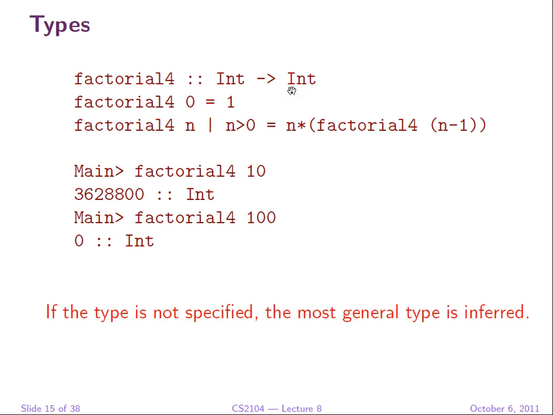So if we restrict the function to this, which, remember, is still an instance of A to A, when we try to compute factorial of 100, we're going to get 0. It overflows. Factorial 10 works fine, doesn't overflow. So remember, if the type is not specified, the most general type is inferred. But if we specify the type, we restrict the type of the function to the type that we have specified, provided that the type we have specified is an instance of that most general type that was inferred. Okay, so we can apply a restriction.